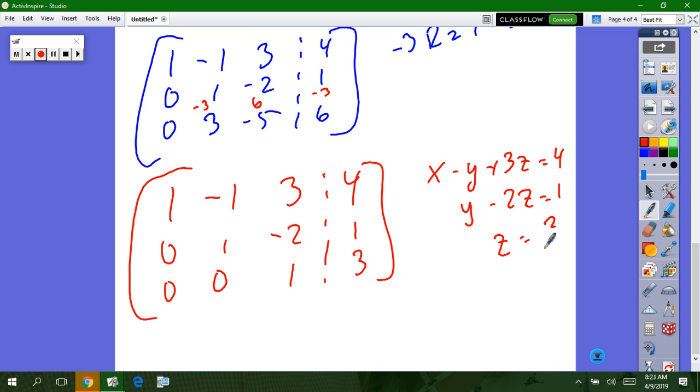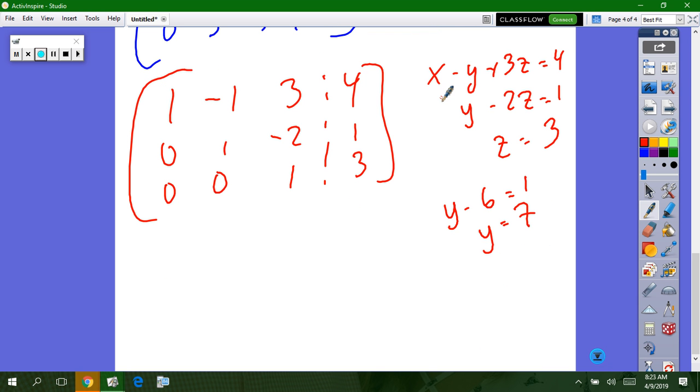Okay, so then how would I solve for y? What would I do? Plug in the 3 for the z right there, right? So y minus negative 2 times 3 is negative 6 equals 1. Y equals 7. Then I go back up to the original equation, correct? X I don't know, but y is 7, and z is 3, times 3 is 9, equals 4.